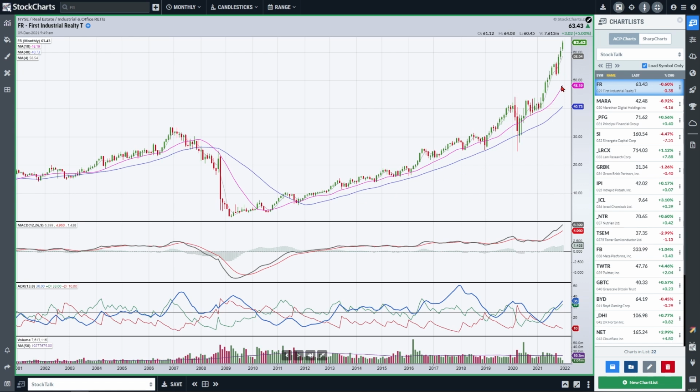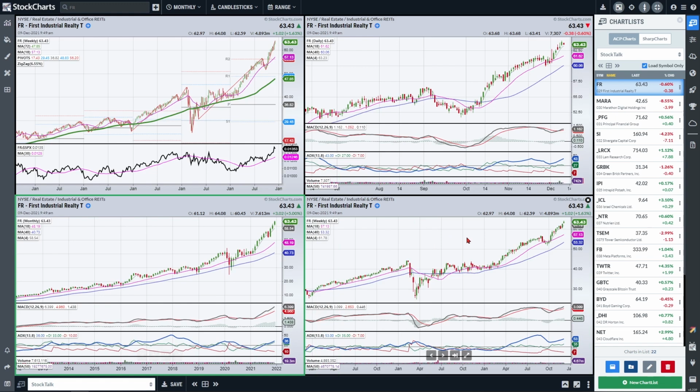But now notice how far away it is from the 18-month. This is the first time this has happened throughout this whole period. So that would tell me the trend is starting to accelerate a little bit, and that tells me it's probably getting a little late.